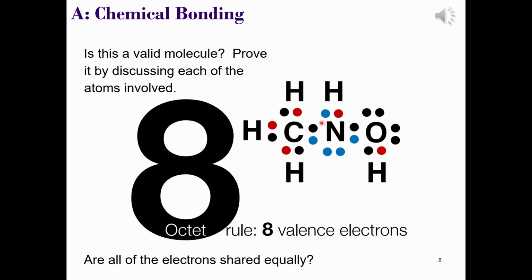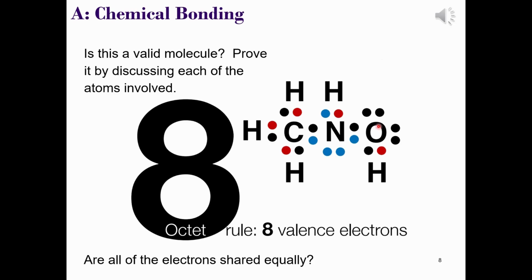When we look at nitrogen, this is the same for nitrogen. It too has an octet. Remember, nitrogen has 5 valence electrons and it will form 3 bonds. So one of the bonds is to carbon, one of the bonds is to hydrogen, and one of those bonds is to oxygen. And finally, oxygen is the same story.